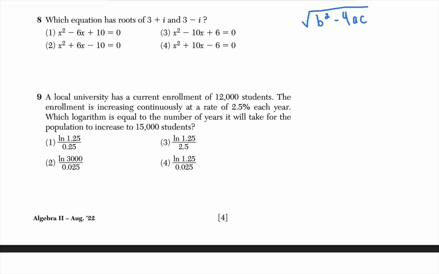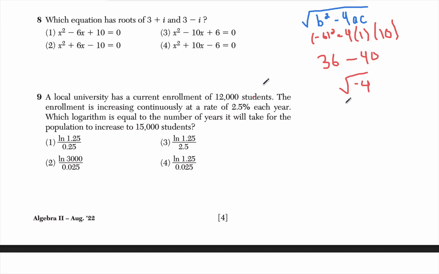If I look at my first one and plug in my numbers, b squared is what? Negative 6 squared minus 4 times my a value, which is 1, and my c value, which is 10. Negative 6 squared is 36. Negative 4 times 1 is negative 4. Negative 4 times 10 is negative 40. So underneath my discriminant is negative 4.